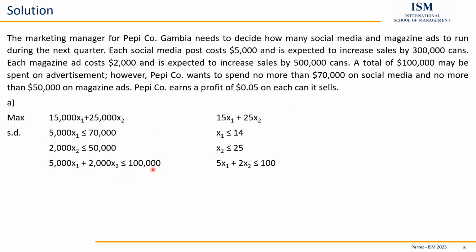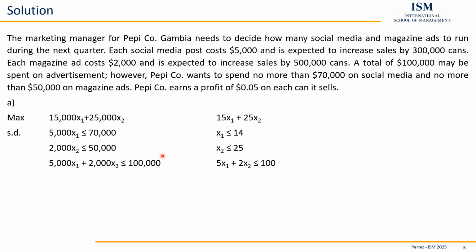Again, we could simplify this by dividing this whole equation by a factor of 1,000, giving us then the constraint 5x1 plus 2x2 smaller or equal to 100. This problem looks much easier and much better to handle than this with those large numbers.